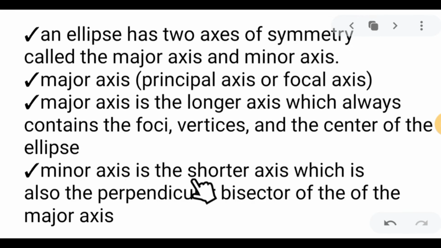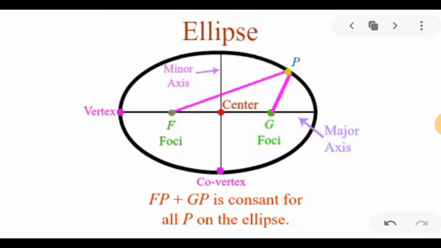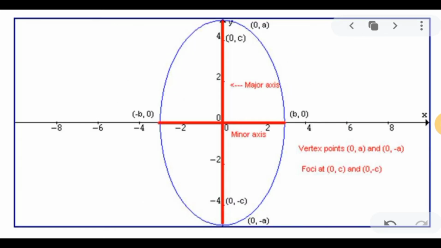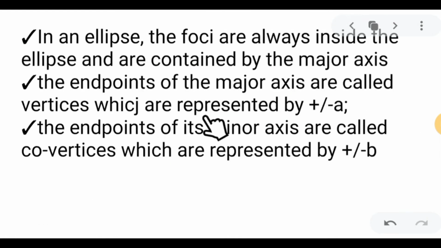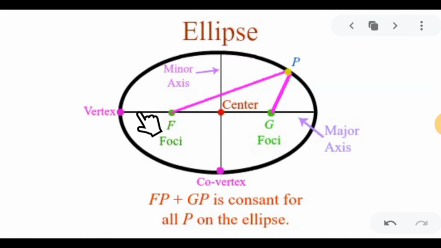The minor axis is the shorter axis, which is also the perpendicular bisector of the major axis. So this is your minor axis, the shorter one. And when we say perpendicular bisector, it passes through perpendicularly or in right angle within the major axis. That is what we mean by that. It divides or bisects perpendicularly in right angle in equal terms. In an ellipse, the foci are always inside the ellipse and are contained by the major axis. As I have mentioned earlier, it always lies in the major axis, the foci here. Lagi siyang nasa major axis.